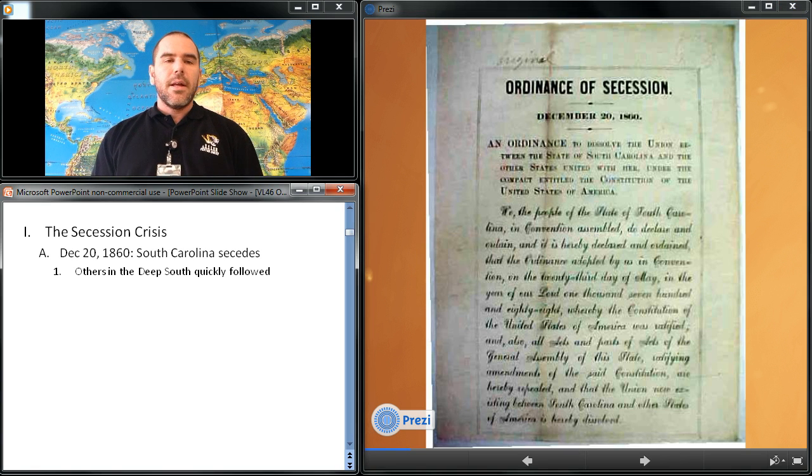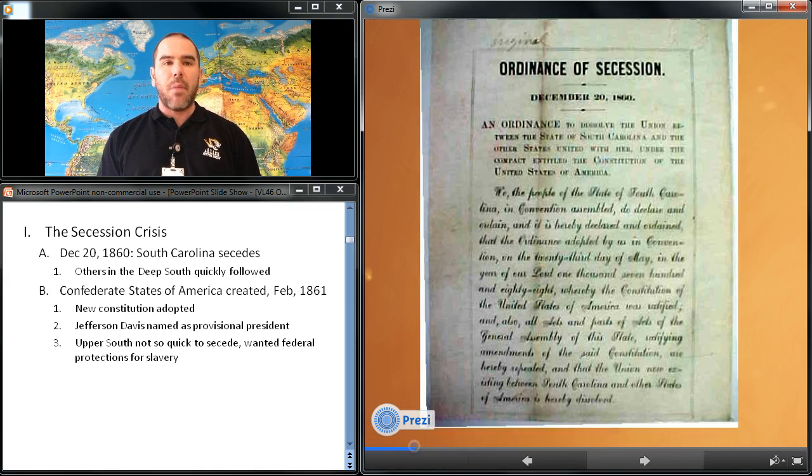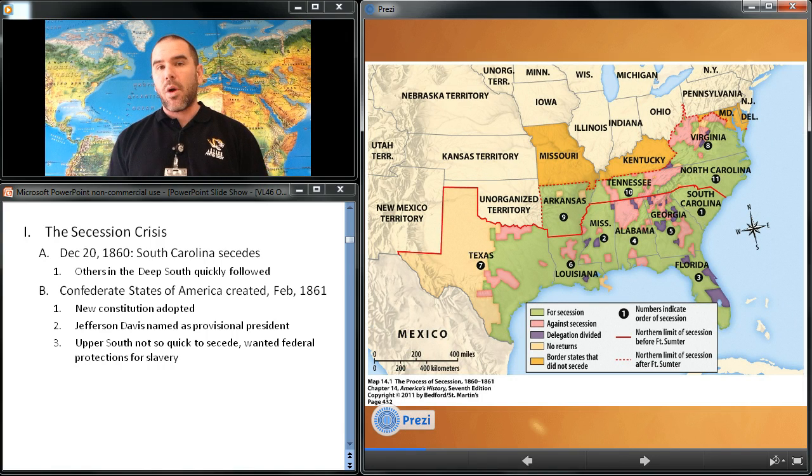quickly followed. The secessionists met in Montgomery, Alabama in February of 1861 and proclaimed a new nation called the Confederate States of America. They adopted a new constitution, and they named Jefferson Davis as its provisional president. Now, secessionist fervor was less intense in the slave states of the Upper South, and their leaders proposed federal guarantees for slavery in states where it existed.